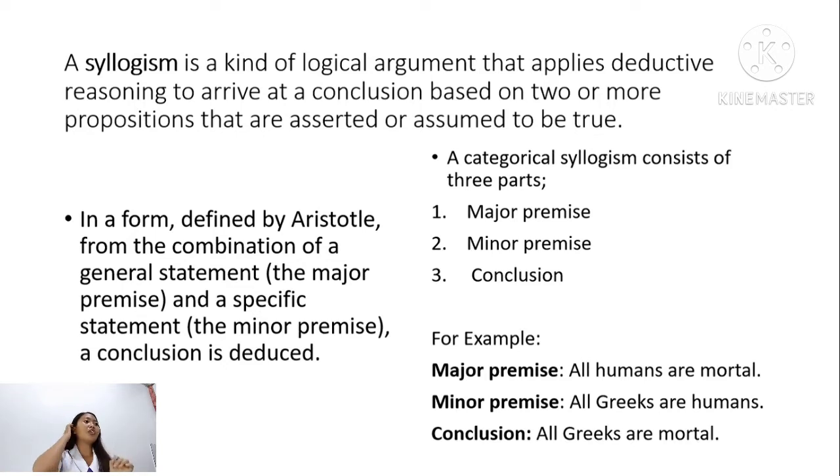So a categorical syllogism consists of three parts. The first part is the major premise. The second part is the minor premise. And the last part is the conclusion. So there is an example. The major premise example is: all humans are mortal. The minor premise is: all Greeks are human. So the conclusion: all Greeks are mortal.